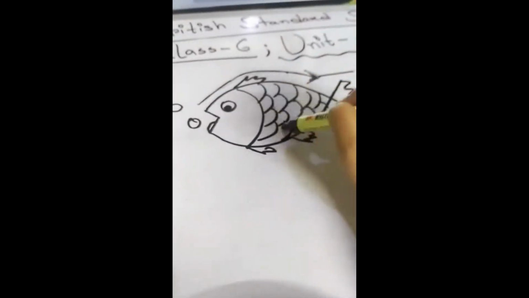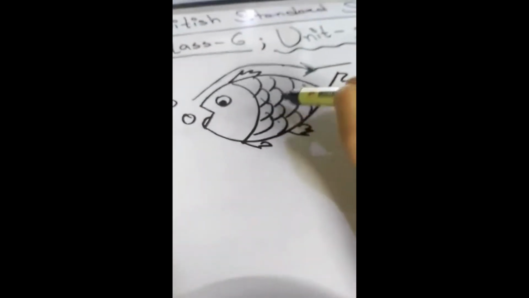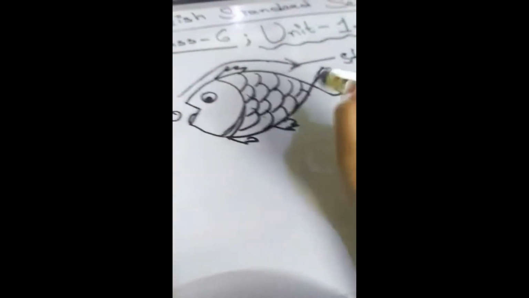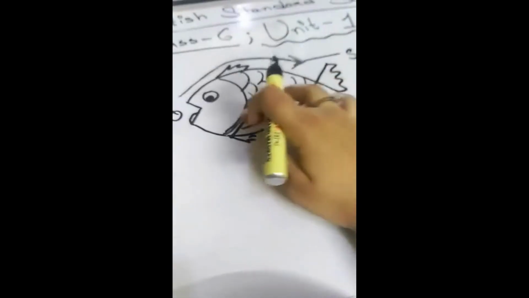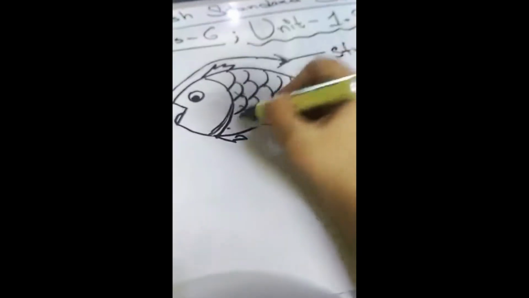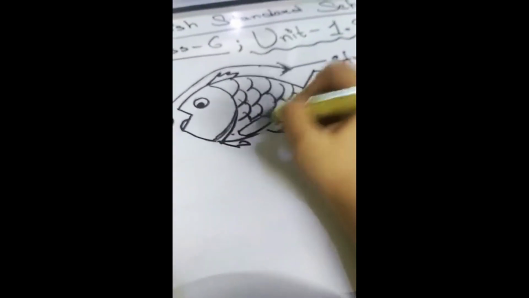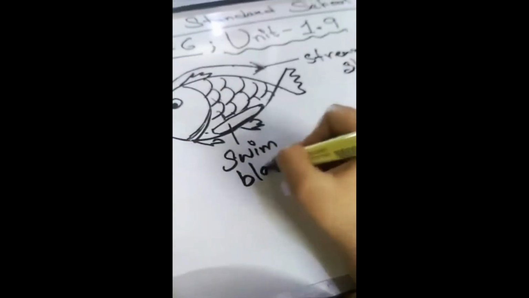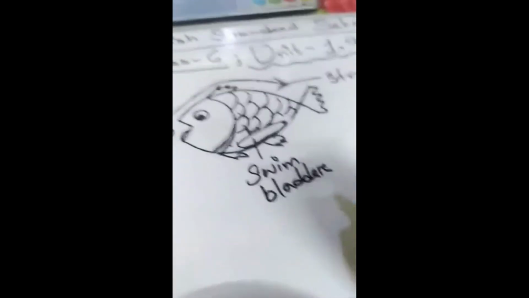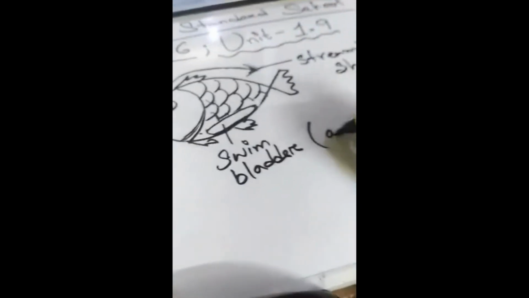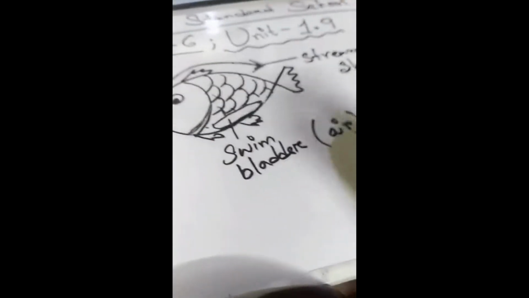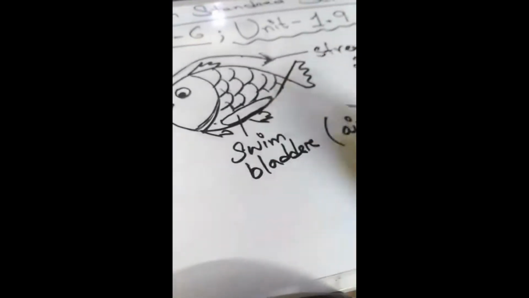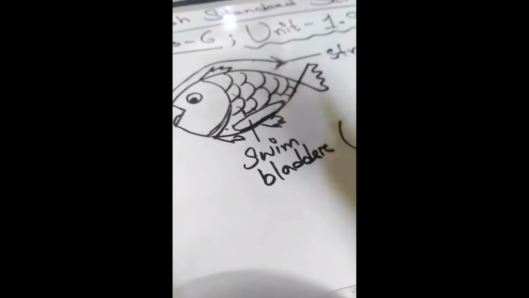They have overlapping scales. See these overlapping scales. They have gill slits by which they breathe. And what other thing? Oh, they have a swim bladder. Here it is. This swim bladder is filled up with air. Why? Because this swim bladder is filled up with air, which helps them to float in the water so that they don't drown inside the water.